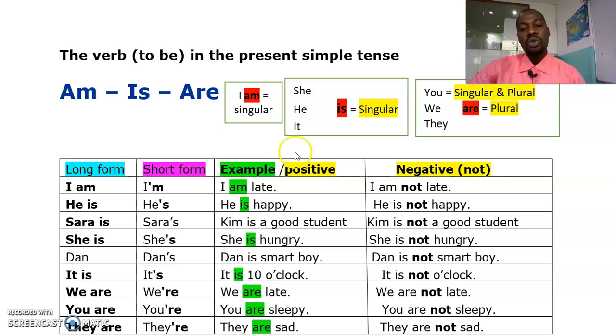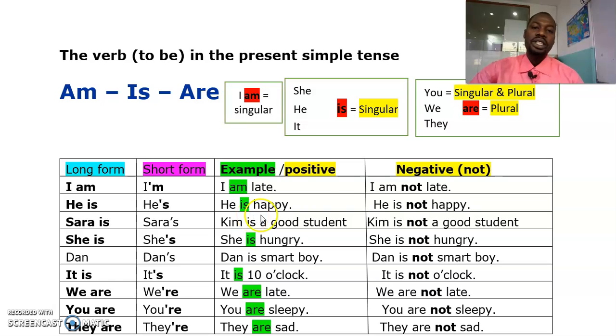Okay, so now we are moving to the examples. In the examples, we can use positive sentences and negative sentences. We can use the verb to be in both, whether in a positive sentence or a negative sentence. The difference between the negative sentence and the positive sentence: in a positive sentence, we do not use not. In a negative sentence, we use not to make it negative. So let's see. I am late. I am not late.